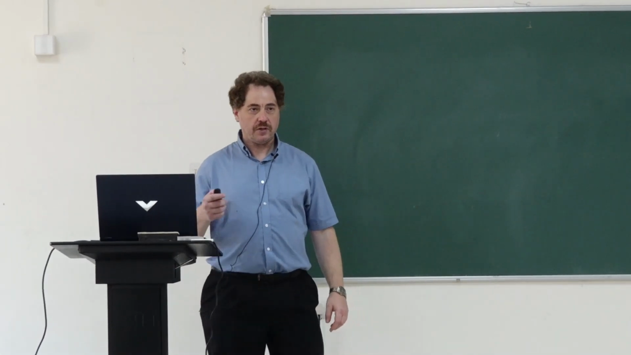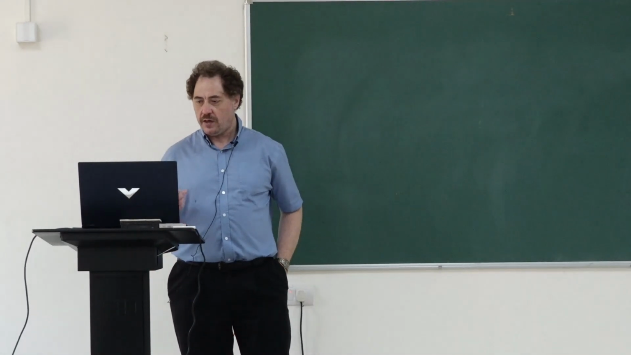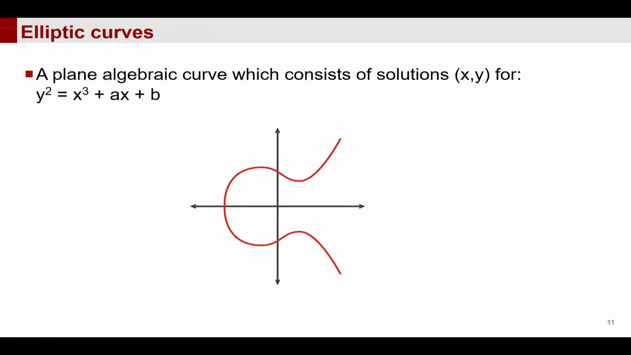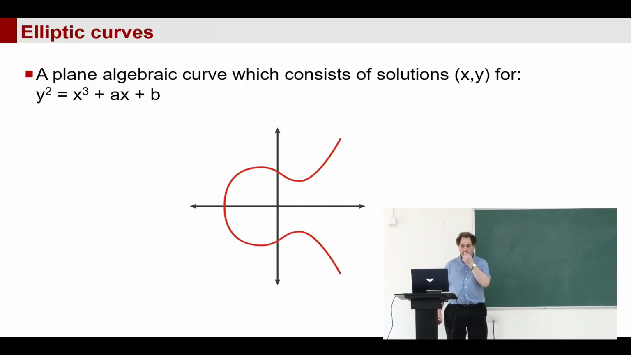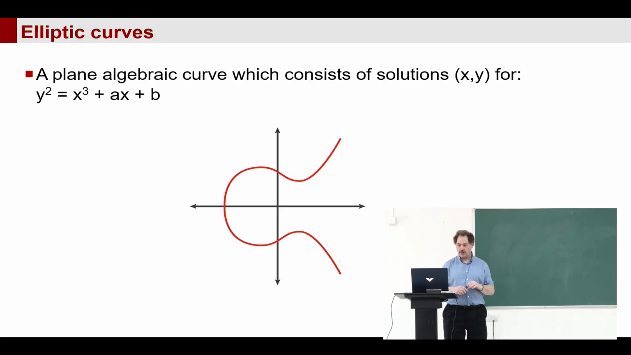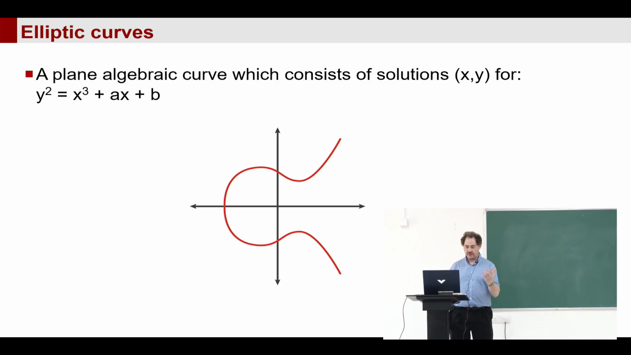Okay, now let me again give a brief explanation about what elliptic curves are. Elliptic curves are not ellipses, even though it sounds very similar. So what are elliptic curves? It's a plane algebraic curve. What you see here is two-dimensional space, and we have an equation with two variables, x and y.